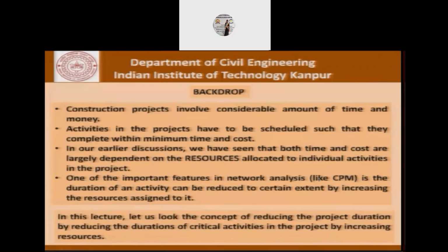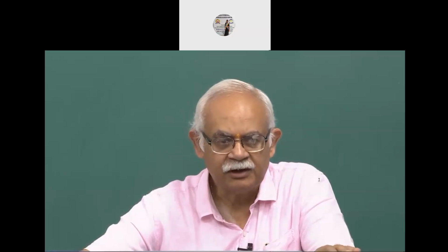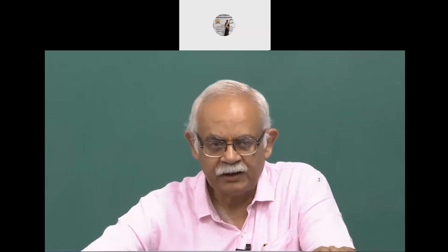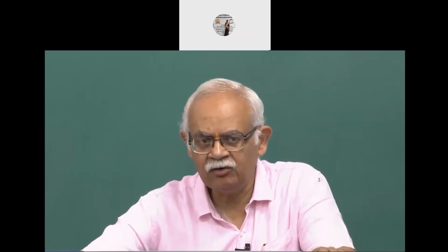Now, in this lecture, let's look at the concept of reducing the project duration by reducing the durations of critical activities in the project by increasing the resources allocated to them. What we had said last time, and I'd like to reiterate that today, there are two kinds of activities, let's say, critical and non-critical. By doing reallocation of resources, leveling resources, we try to rationalize the resource deployment over the period of time, and that is done with non-critical activities because the duration of the project is governed by critical activities. So now the discussion today is there a possibility of reducing the overall duration of the project?